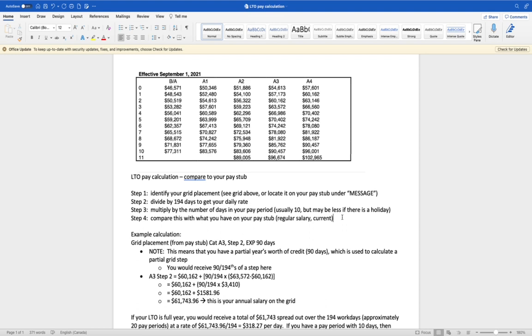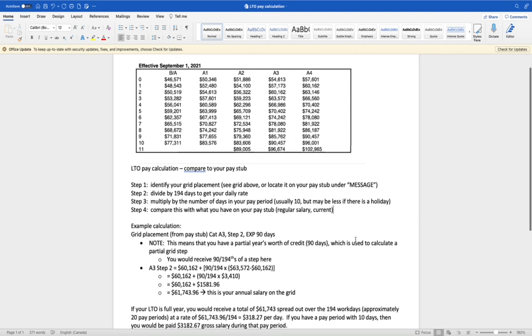Now, you may not have an idea of where you are on the grid, and you may not be able to locate specifically where you are on your employment letter, which is fine. This is how you calculate how much you should be earning over the course of a year based on your grid placement. You're going to take a look at your pay stub, right? And this grid, you can pause the video as you wish and do this calculation on your own. I'm using an example where someone might be at category A3, step 2, but they have 90 days of experience. And so that person will be somewhere between step 2 and step 3.